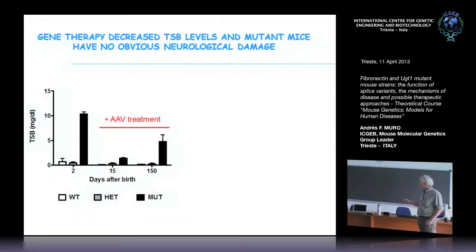You have to keep in mind that we injected the animals only once, at P4, when they weighed 3-4 grams more or less, and then this amount of virus was diluted after animal growth.